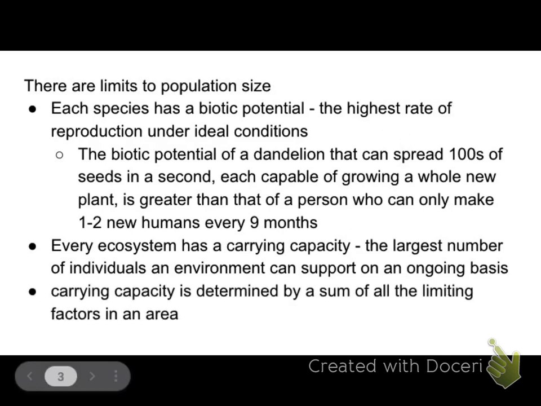Carrying capacity is going to be determined by a sum of all the limiting factors in an area. We learned about limiting factors yesterday, where we said limiting factors are things in an environment that limit the size of a population. Okay, so it makes sense that all those limiting factors would create a carrying capacity for us.